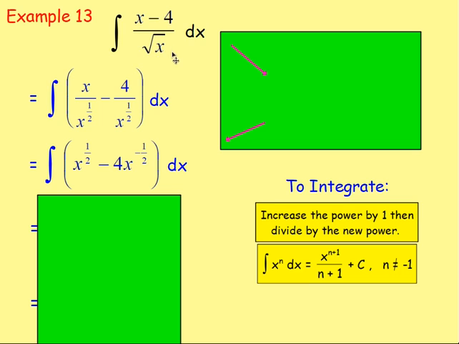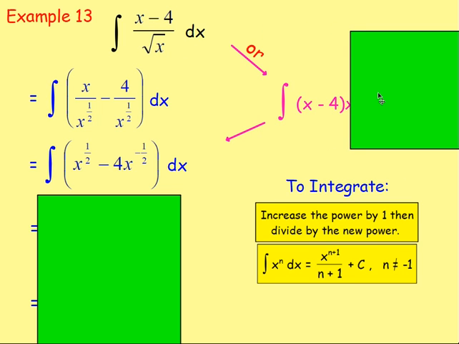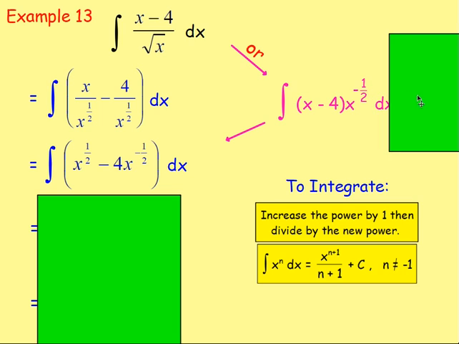You could also have moved that root x up to the top line, and in doing so, well, that's x to the power of a half, so you'd be multiplying the x minus 4 by x to the power of negative a half. Again, with respect to x, you need your dx. Again, go one way or another.